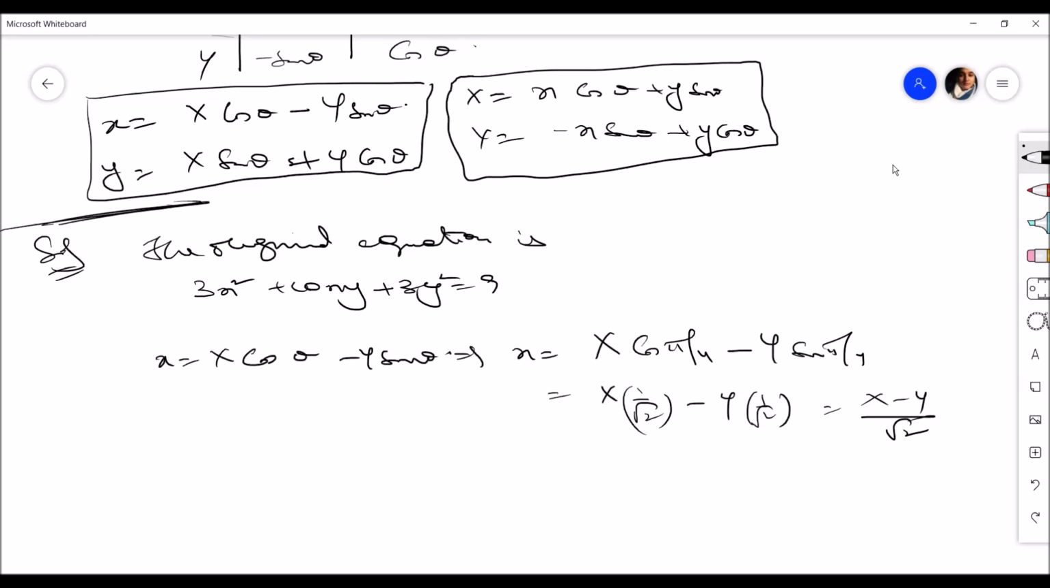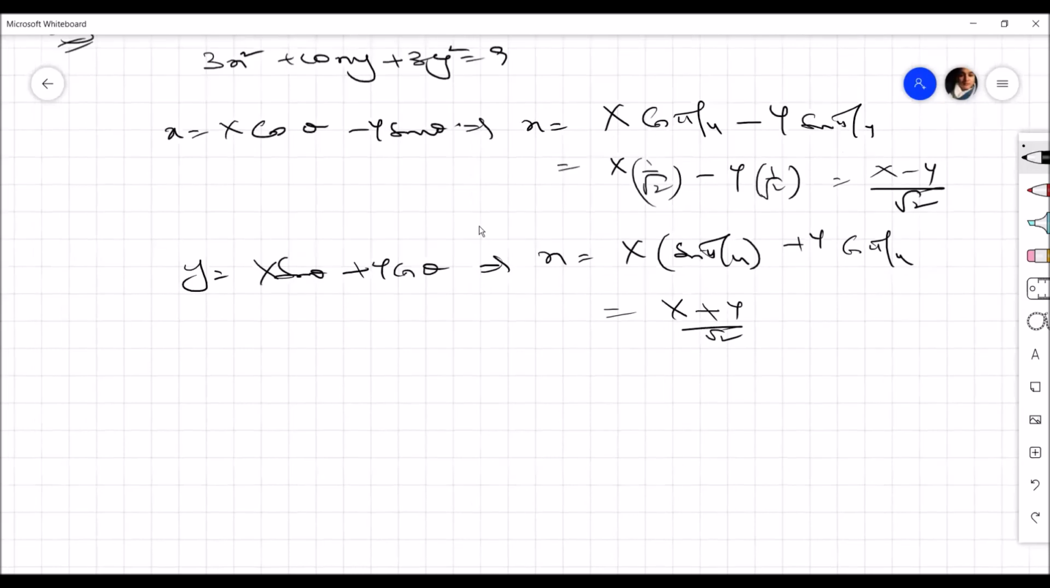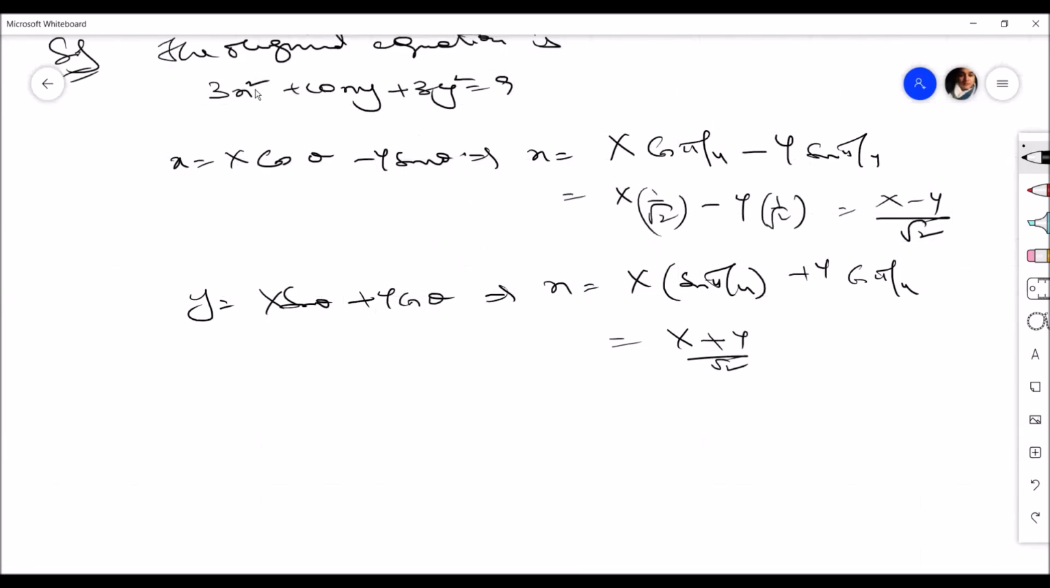Similarly, small y is capital X sin theta plus capital Y cos theta, which is nothing but capital X into sin pi by 4 plus capital Y into cos pi by 4. That will give you, in fact this is plus, so x plus y by root 2. That's it. The rest is quite simple. All you need to do is to replace these values in place of small x and small y.